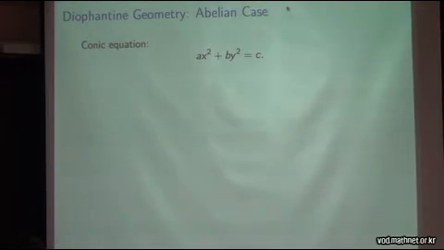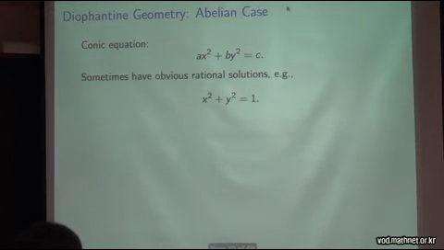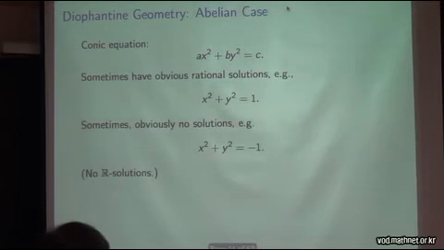So the most classical case, in some sense, is this case of the conic equation, ax squared plus by squared equals c. So this is the kind of equation you can deal with in an undergraduate course. And as we know, even here, sometimes you have obvious rational solutions, and sometimes there are no rational solutions.